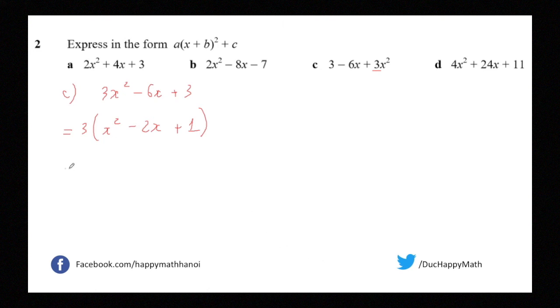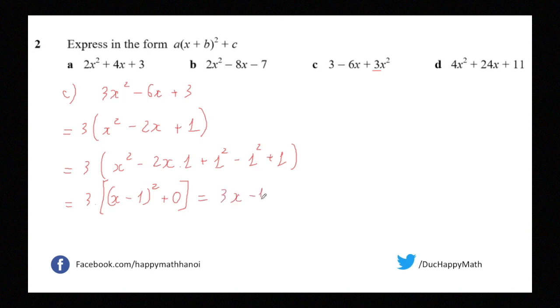Yeah, so 3x minus 2ab plus 1. So 3 equal to x minus 1 squared, because the bracket is outside and plus to 0. So it's equal to 3(x minus 1) squared.